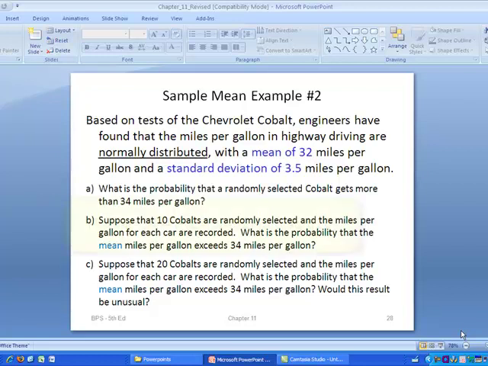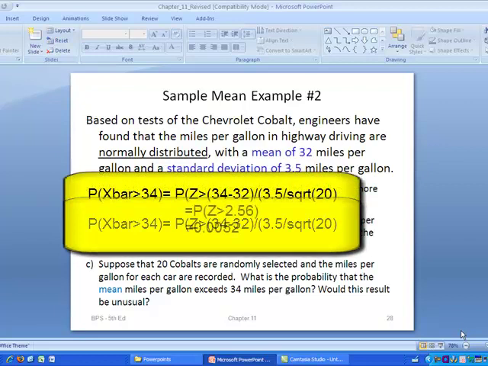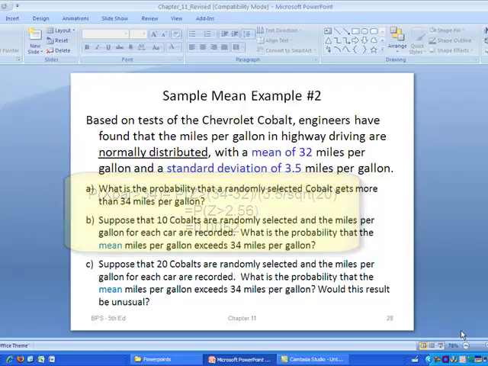So let's look at the probability that X bar is greater than 34 in this distribution. So that would equal the probability that Z is greater than (34 minus 32) divided by 3.5 divided by the square root of 20. That equals the probability that Z is greater than 2.56, which is equal to 0.0052.